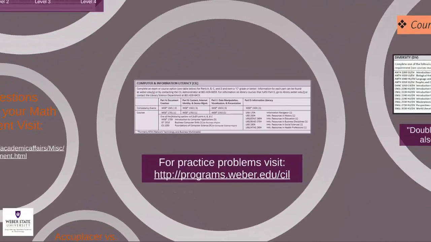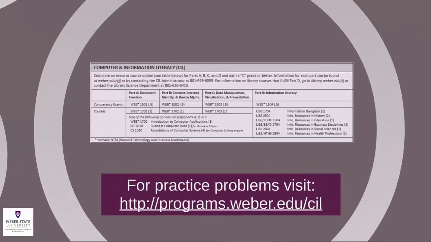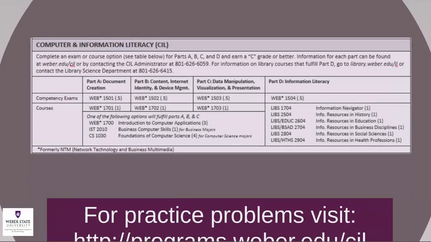The next requirement is Computer and Information Literacy. Computer and Information Literacy is broken into 4 parts. The topics that are covered are Part A, Document Creation, Part B, Content, Internet Identity, and Device Management, Part C, Data Manipulation, Visualization, and Presentation, and Part D, Information Literacy.